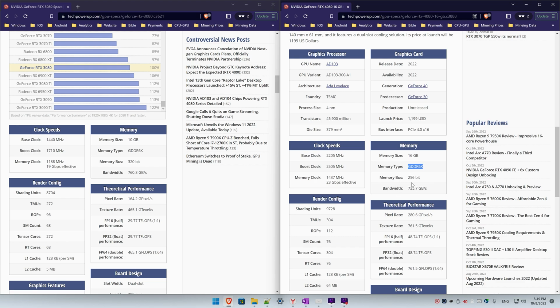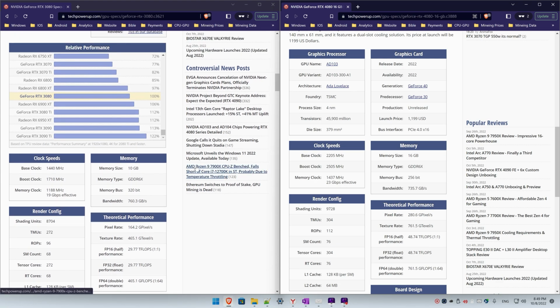The bandwidth actually went down. We're going down on the bus size. And that most likely has to do with the memory increase. Usually when you increase the memory from something like 10 gigs to 16 gigs, a lot of times they decrease the bandwidth a little bit to compensate. It probably has something to do with their architecture. They probably needed to decrease it a little bit to handle 6 gigs more memory than on a 3080. That's probably what happened.